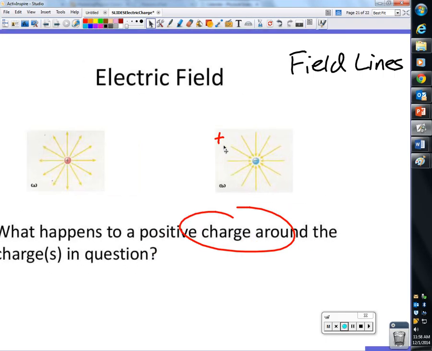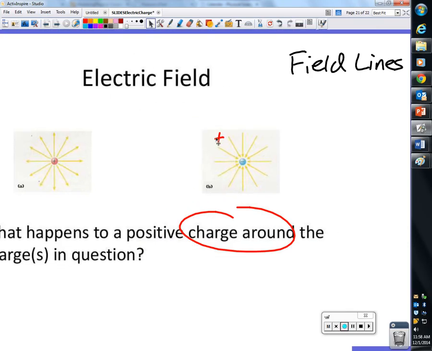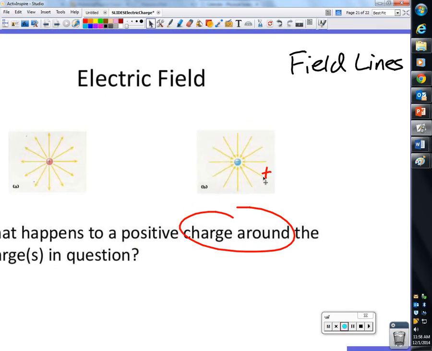If I bring it over here, what's it going to do? It's going to attract. So the arrow points towards the negative again. If I bring it here, it's going to attract, right? All of the arrows in that picture all point towards the negative charge because that's what will happen in that case. They will attract positive charges.